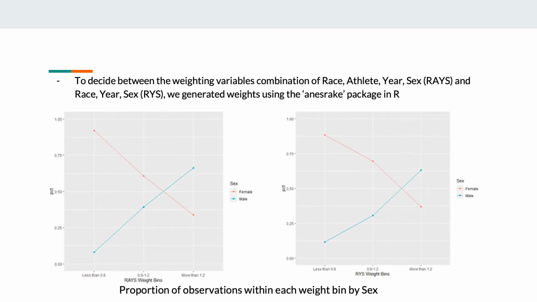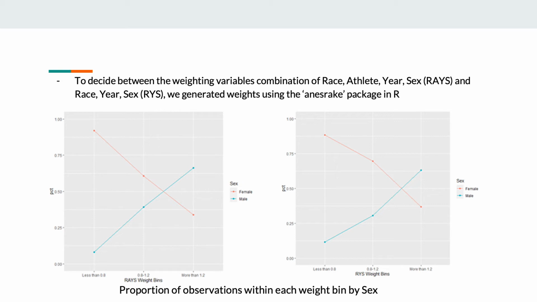Because the representation of the athlete variable appeared to be the least different, we wanted to examine whether we could omit this variable to simplify our model. To do so, we generated weights with the combinations of race, athlete, year, and sex, or RAYS, and of race, year, and sex, or RYS, using the anesrake package, which implements the American National Election Study weighting algorithm and uses an iterative procedure to generate multiplicative weights. The final weights are adjusted to align the survey marginals with the population for each weighting variable. After removing all our NAs, our final count was 808.